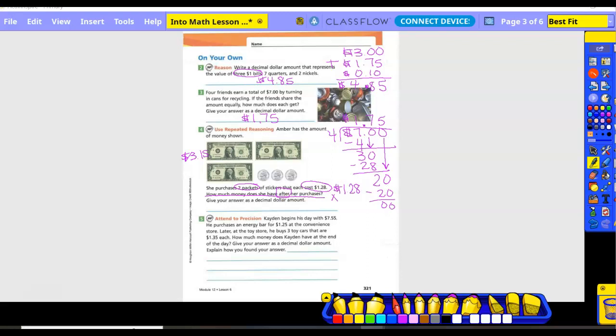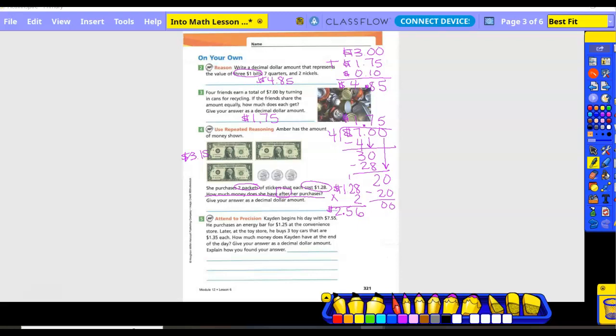So $1.28 times 2. So 8 times 2 is what? 16. Carry the 1. 2 times 2 is 4. Plus 1 is 5. 2 times 1 is 2. And then I come over and I put in my decimal, because with money you have to have 2 place values, right? And then a dollar sign. So it cost her $2.56.